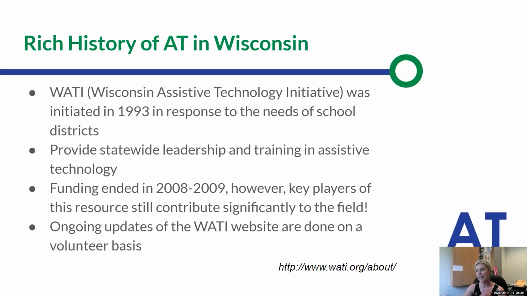Before I begin, I think it's important to understand some of the rich history of assistive technology in Wisconsin. We are so fortunate because we have a lot of buy-in and a lot of people who have been dedicated to assistive technology for so long. WATI was developed in 1993 in response to the needs of school districts around the state. WATI, if you're not familiar, is the Wisconsin Assistive Technology Initiative. Their goal was to be statewide leaders and provide training in assistive technology. However, that funding ended in 2008, 2009.